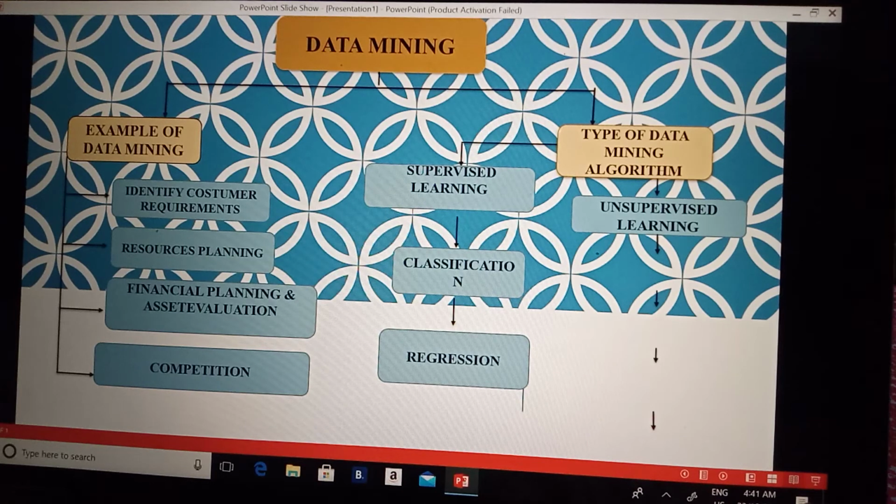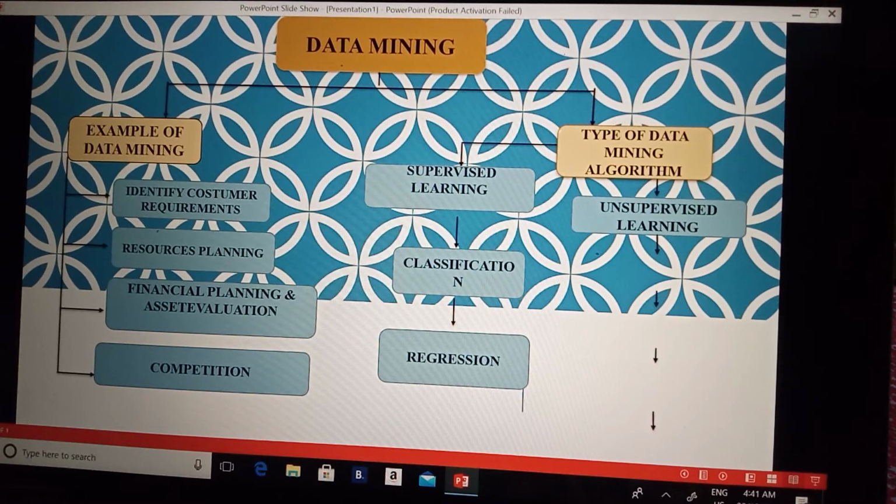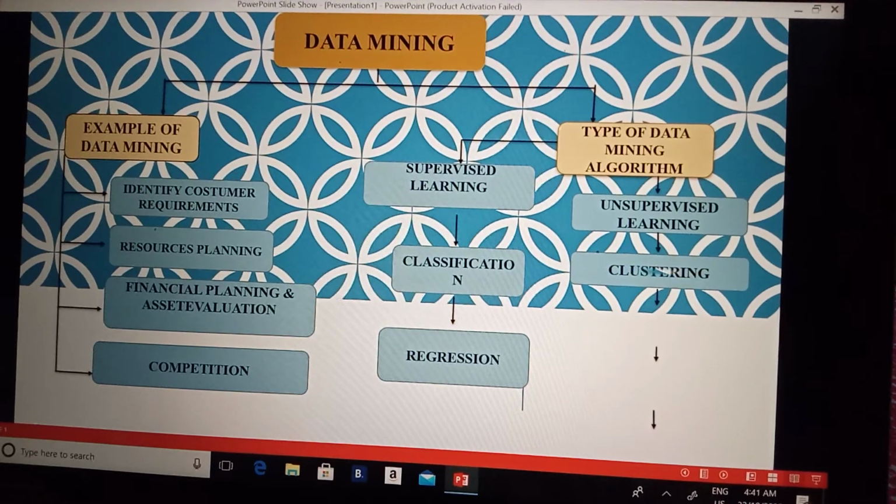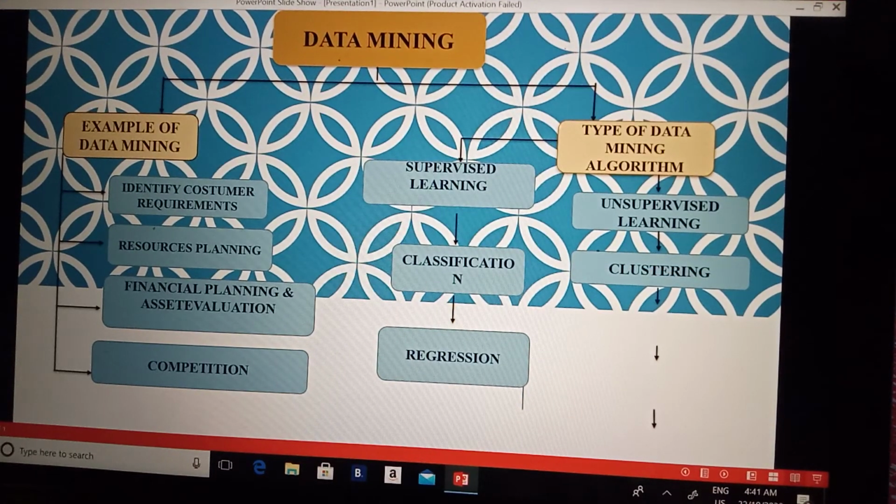There are also types of unsupervised learning. First is clustering. Clustering is the process of grouping a set of objects in such a way that objects in the same group are similar to each other.